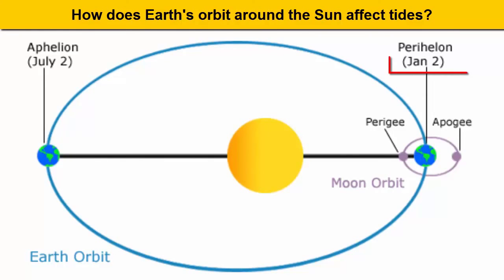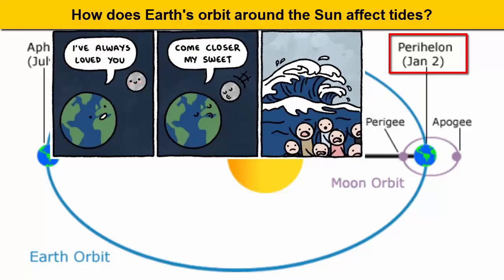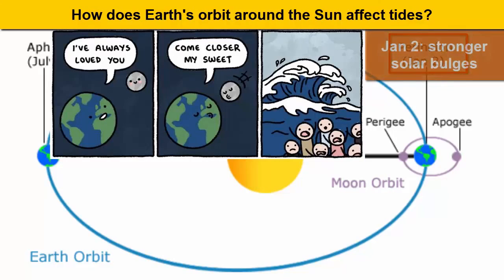How does Earth's orbit around the Sun affect the tides? Because the Earth's orbit around the Sun is actually an ellipse, in January the Earth is a little closer to the Sun than the rest of the year. Remember this cartoon? Imagine it's the Sun that's coming closer. What do we get? Greater force differential, so bigger solar bulges.